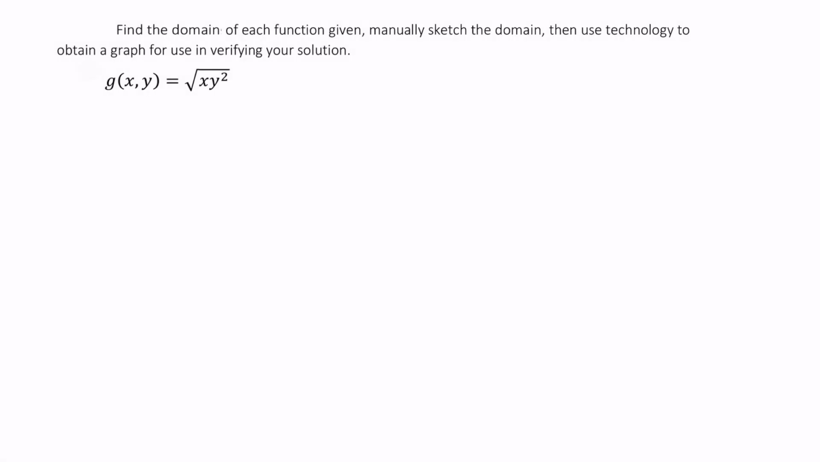Welcome. In this video, I'm going to again show you how to find the domain of this function of two variables. We're going to manually sketch the domain, then we're going to use technology to obtain a graph that will help us in verifying our solution.